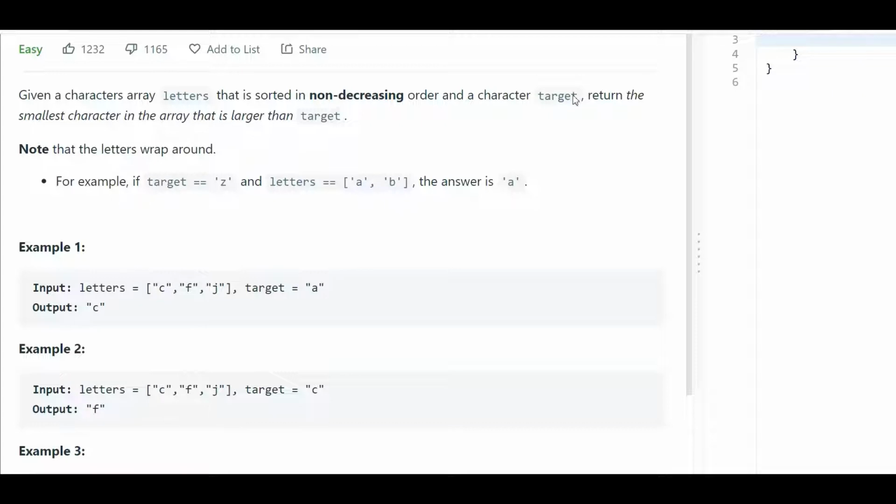So in this question, we don't have to return the target element. We have to return the element that is greater than the target element, that is the smallest element greater than the target element. And we are given a note. Notice that the letters wrap around.